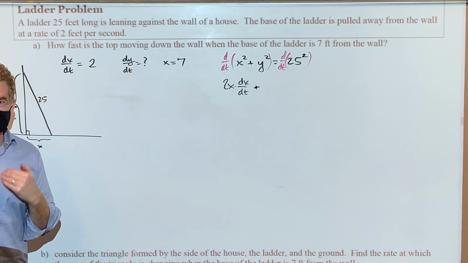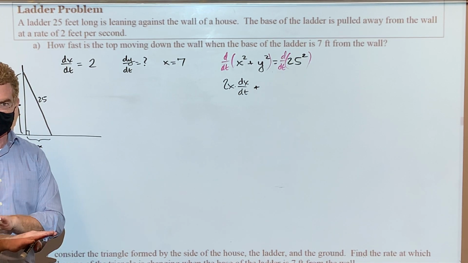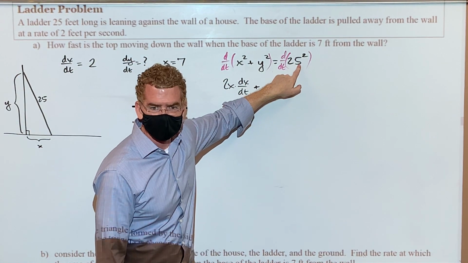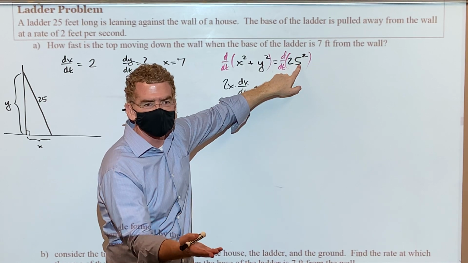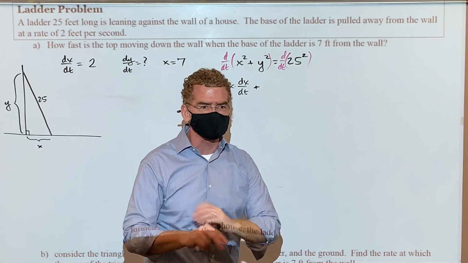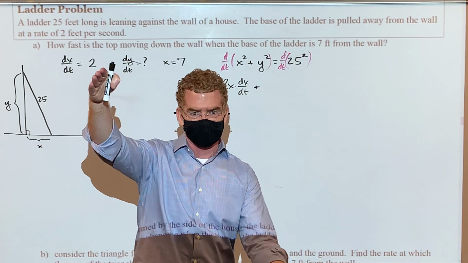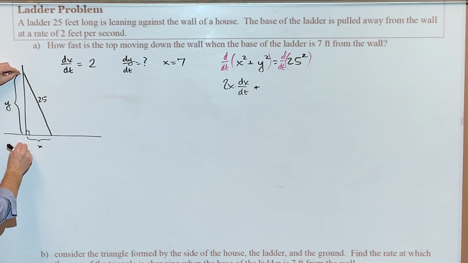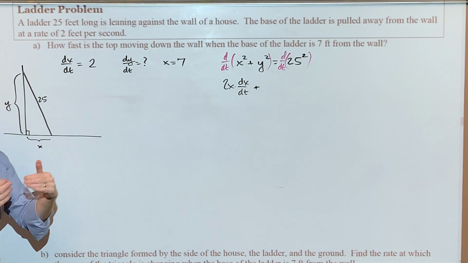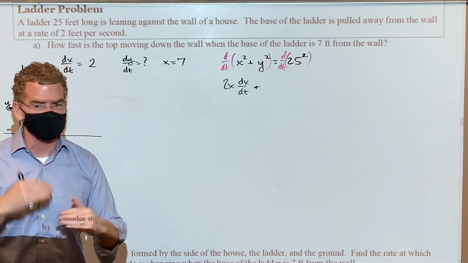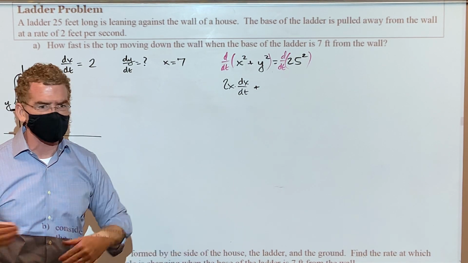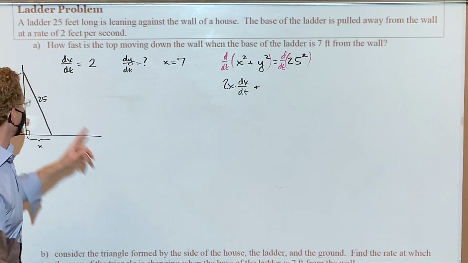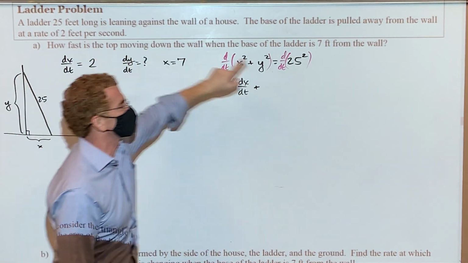I am allowed to plug in values that don't change. Technically, 25 would be x squared plus y squared equals r squared, or h squared if it's the hypotenuse. But I can plug the 25 in there because it is not going to change. It is a fixed length. But this length is changing, and this length is going to be changing. So if you see something that is changing, do not plug a value in before you take the derivative.